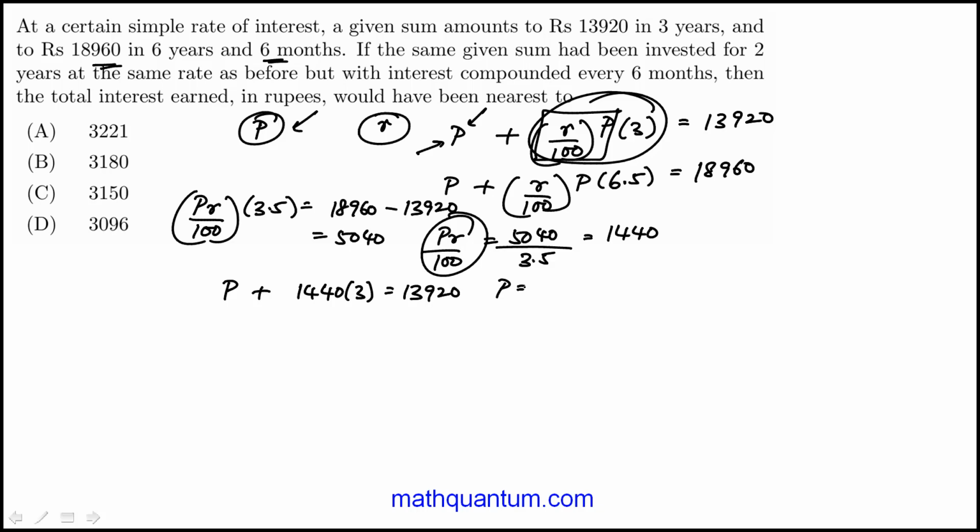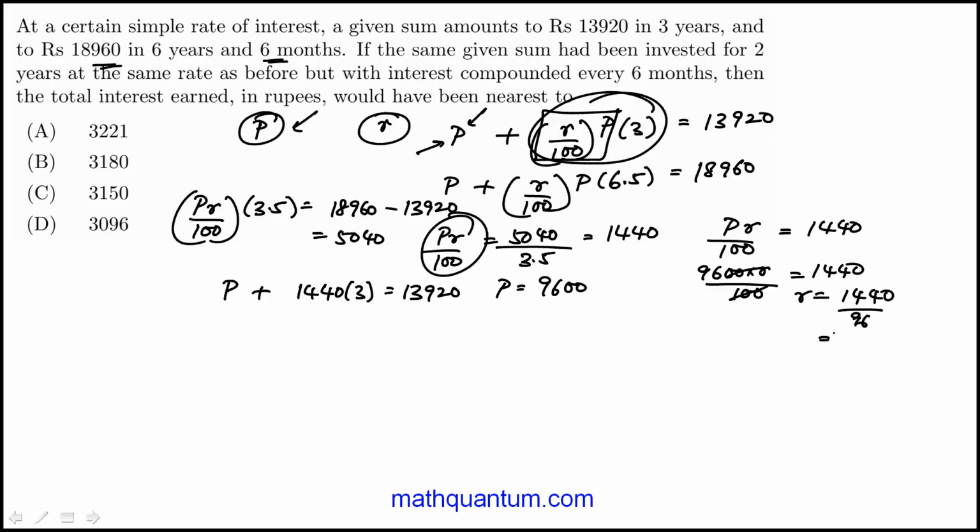So 1440 times 3 and subtract that from 13,920. So principal is 9,600. And then we can figure out R from this equation by plugging in P as 9,600. So R is 1440 divided by 96, which should come out to be a nice number. It is. It's 15. 15% is the rate of interest.